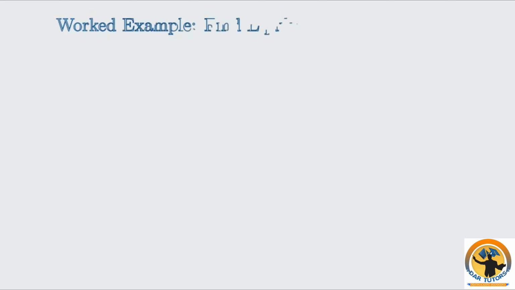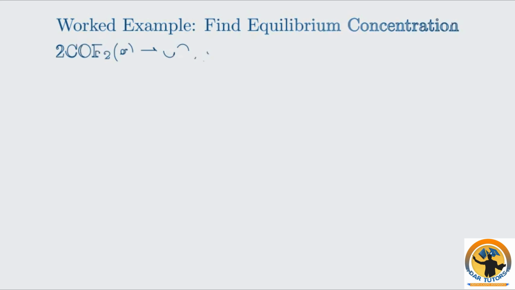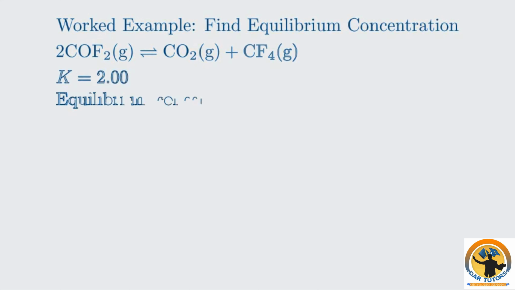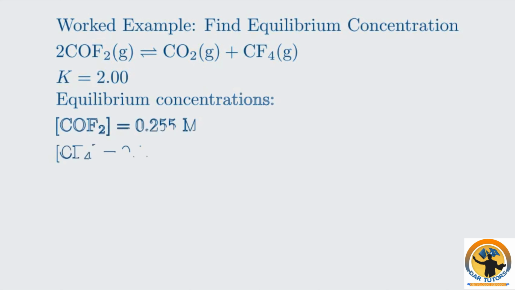Consider the reaction 2COF2 is in equilibrium with CO2 plus CF4, with an equilibrium constant K of 2.0. We are told the equilibrium mixture contains 0.255 M COF2 and 0.120 M CF4, and we need to find the equilibrium concentration of CO2. This problem is straightforward. We simply substitute the known values into the equilibrium expression and solve for the unknown.